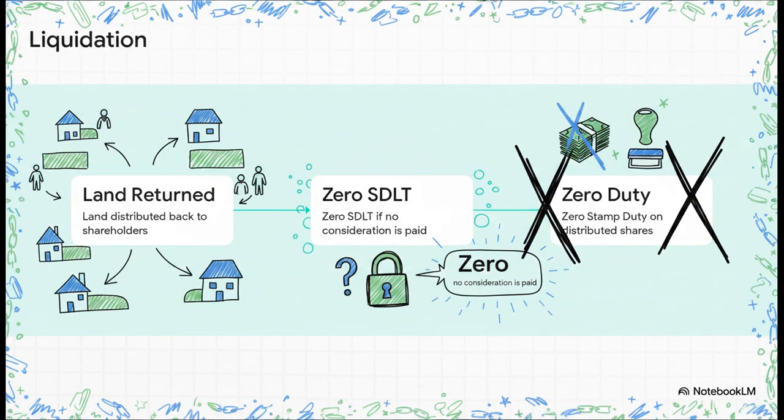Now, let's look at the exact opposite scenario, a corporate liquidation. When a liquidator distributes property or existing shares back out to the shareholders, it triggers zero SDLT and zero stamp duty. But the absolute key condition here is that the shareholders must not pay any consideration for those assets. If they pay anything at all, the normal taxes apply.